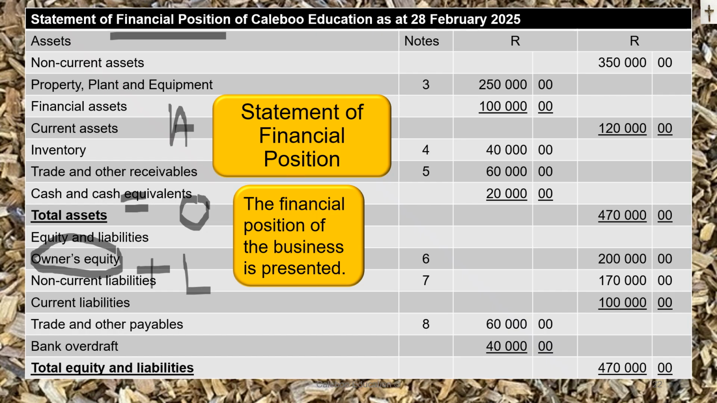Accounting is fun, especially if your statement of financial position balances: 470,000, 470,000. So if you've kept accurate records throughout the year, your statement of financial position or balance sheet will balance. Soon we're going to get on to the accounting equation and how transactions affect the accounting equation.